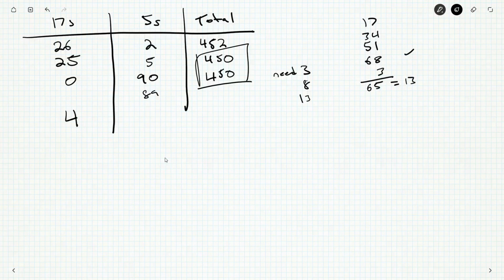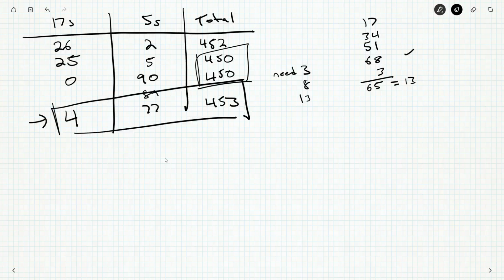So if I drop from 90 by 13, I would get 80 minus 3. So if I get 77 5s, does that give me what I want? 77 times 5 plus 4 times 17, we get the right amount of money. So we have at least one way to do this. Okay? 477 and 453.